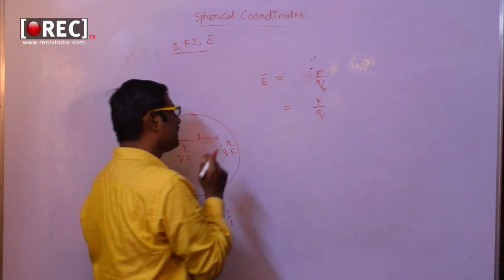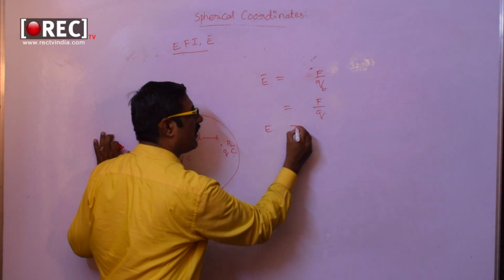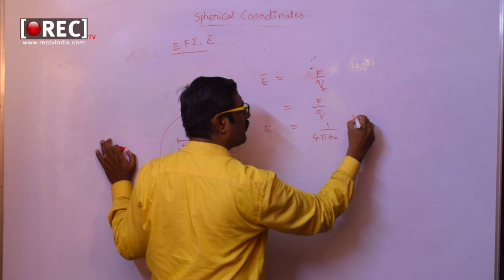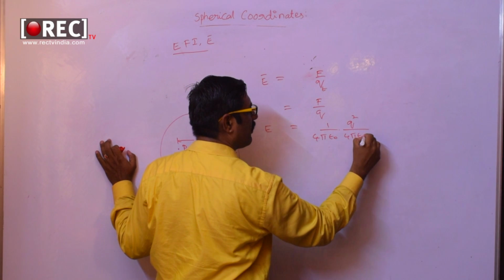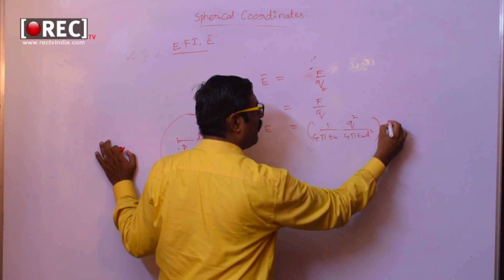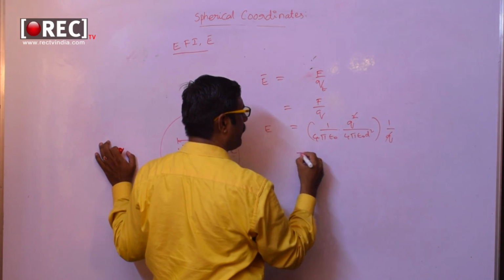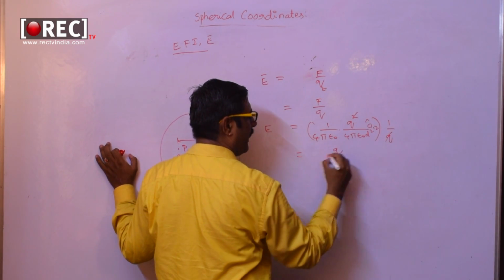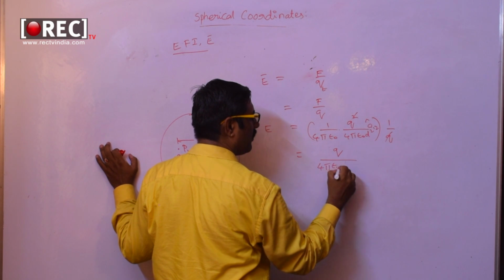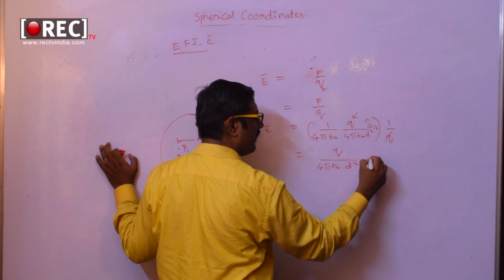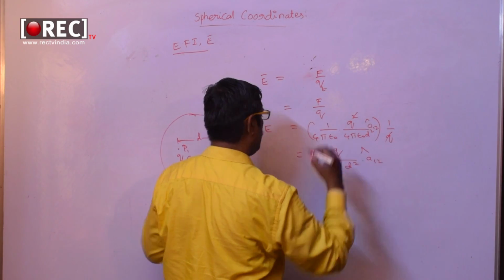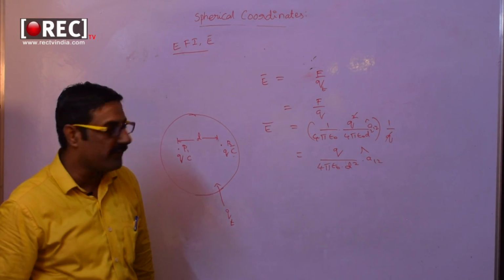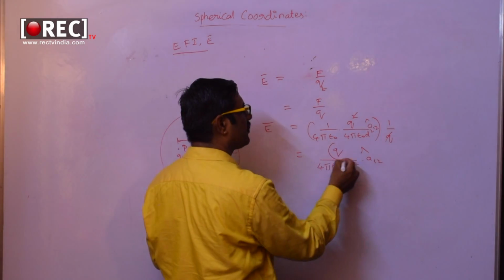Now, due to the identical charges, what is the force formula by Coulomb's law? It is 1 by 4 pi epsilon naught into Q square by 4 pi epsilon naught D square into 1 by Q. So it gives a formula effectively as Q by 4 pi epsilon naught into D square into A12 cap. So this is the basic formula for an electric field intensity due to a point charge Q.